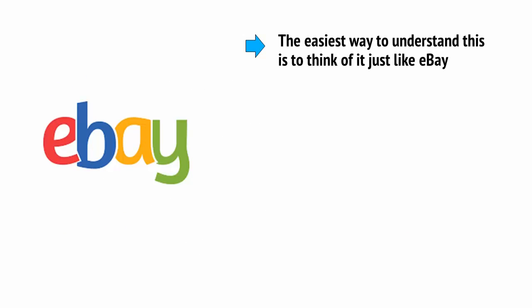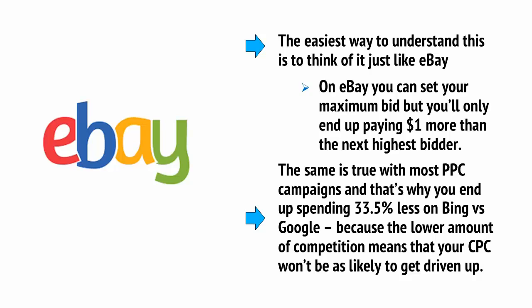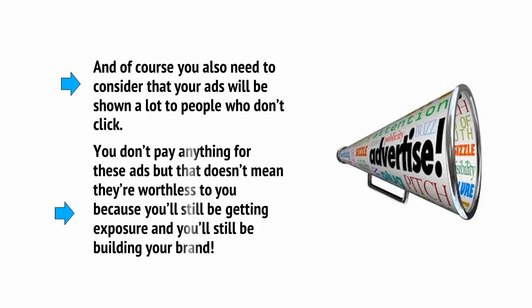The easiest way to understand this is to just think of it a bit like eBay. On eBay, you can set your maximum bid, but you'll only end up paying $1 more than the next highest bidder. And the same is true with most PPC campaigns. And that's why you'll end up spending 33.5% less on Bing versus Google, because the lower amount of competition means that your CPC won't be as likely to get driven up. And of course, you also need to consider that your ads will be shown to a lot of people who don't click. You don't pay anything for these ads, but that doesn't mean they're worthless to you because you'll still be getting exposure and you'll still be starting to build your brand.